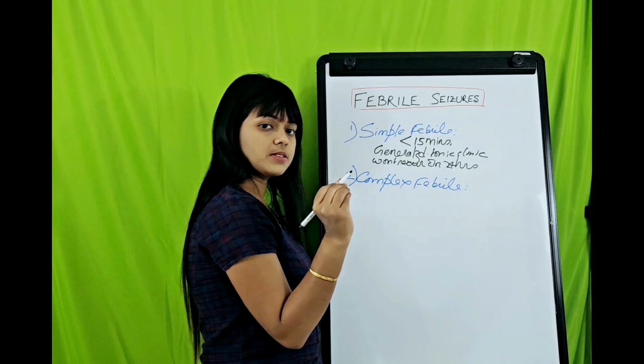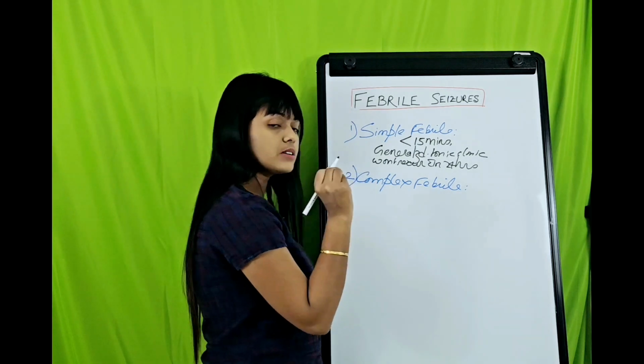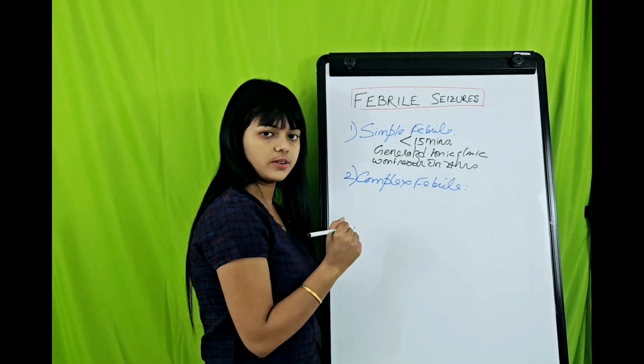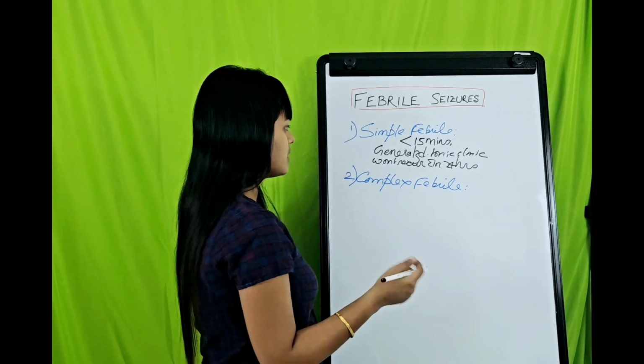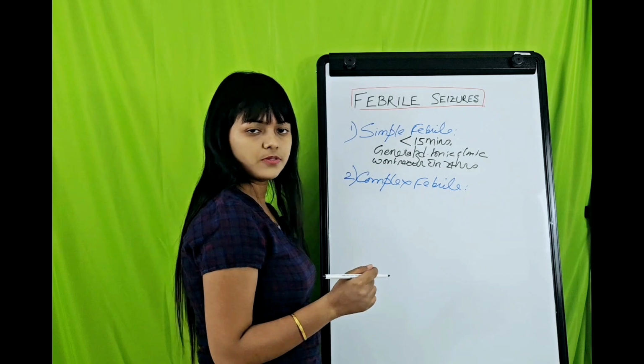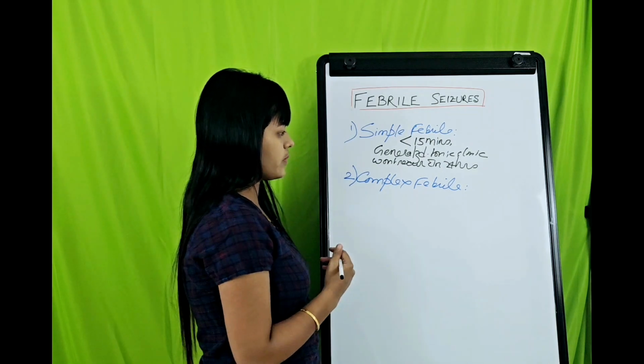And generally what happens is the post-ictal phase is very short, okay. The child becomes very playful just after the episode. Done. So that is all about your simple febrile convulsion. Next is the complex febrile convulsion.